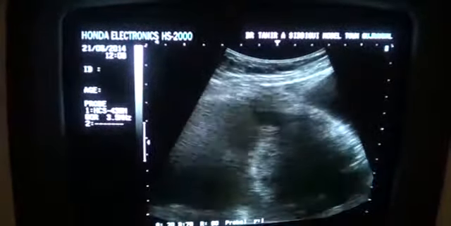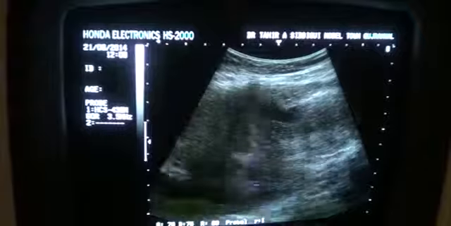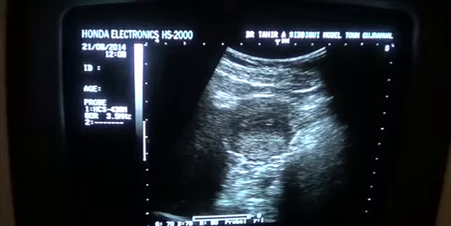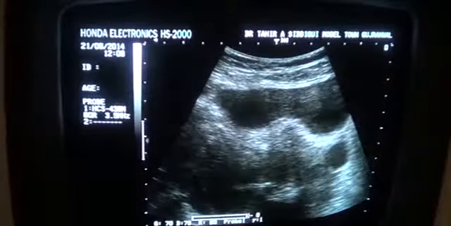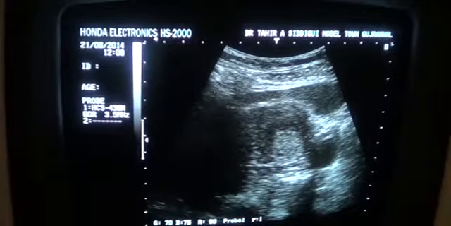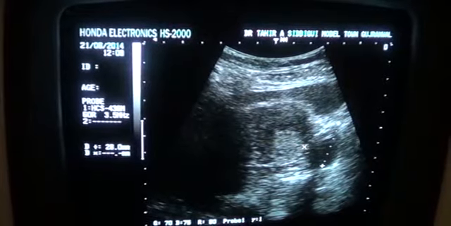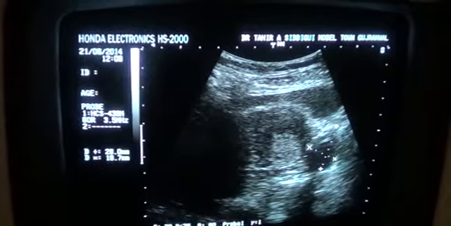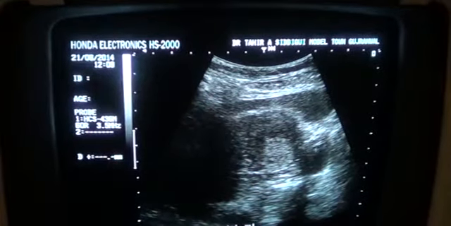When I move the probe towards the right adnexa, well, let me first show you the transverse section of the uterus. This is the transverse section of the uterus, and this is the endometrial canal. This is the left ovary, sorry, and we can see the follicle within it. The left ovary measures approximately 2.8 by 1.9 centimeters.